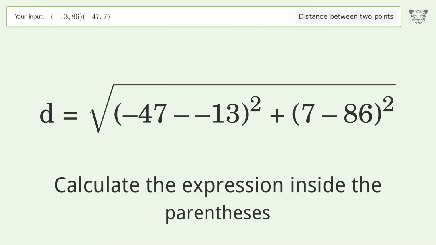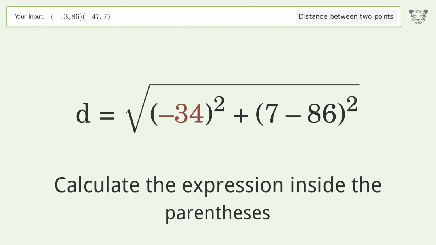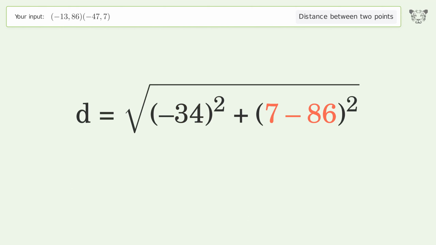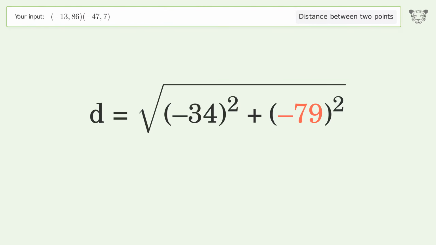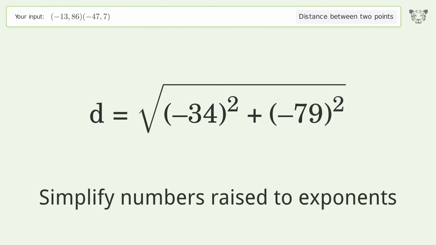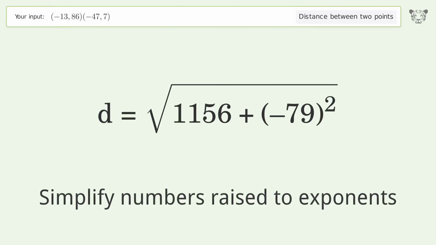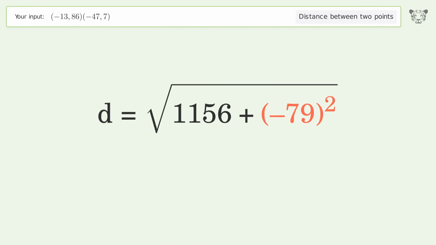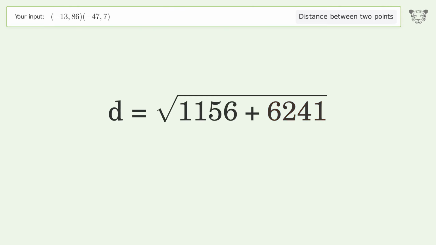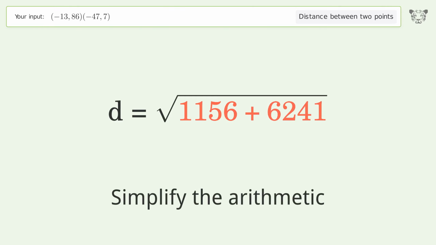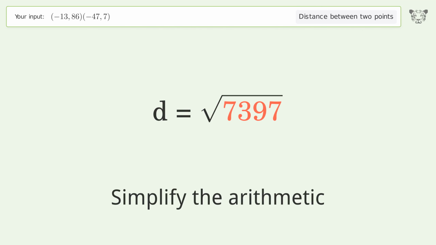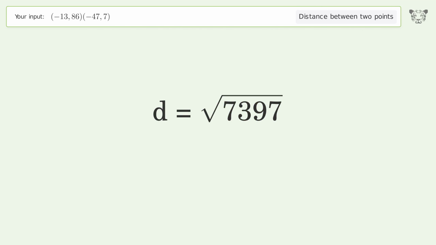Calculate the expression inside the parentheses. Simplify numbers raised to exponents. Simplify the arithmetic. And so the distance between the 2 points is the square root of 7,397, or 86.006.